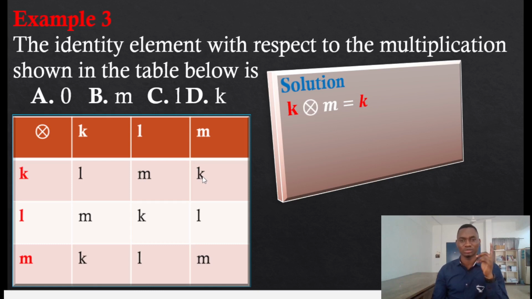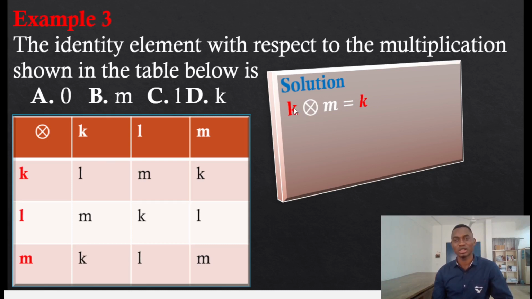That should suggest something to you because we define identity as A star E equals A. That means the identity element here is anything that K will act on to return K, anything that L will act on to return L, and any element that M will act on to return M. If such an element exists here, then that element must be the identity element of this multiplication table. Now let's look at the explanation, the solution.